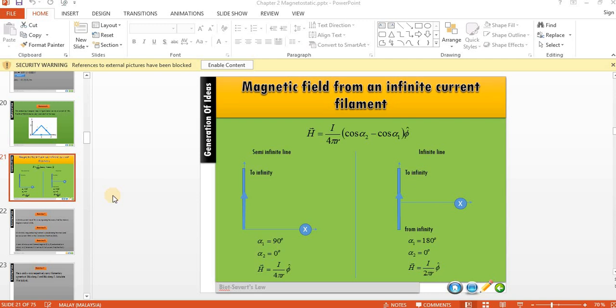Okay, now let's look at the magnetic field from an infinite current filament. This is what you have learned from the Biot-Savart law, and it is used to calculate the magnetic field when you have been given a current filament. Now we will focus on the infinite current filament.